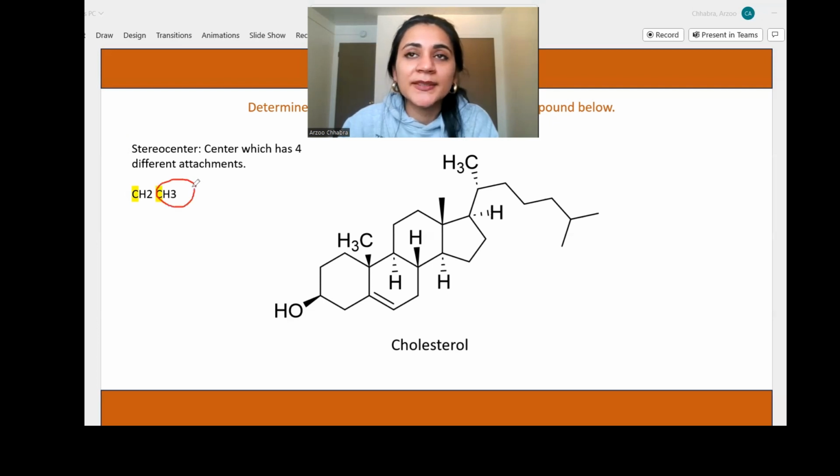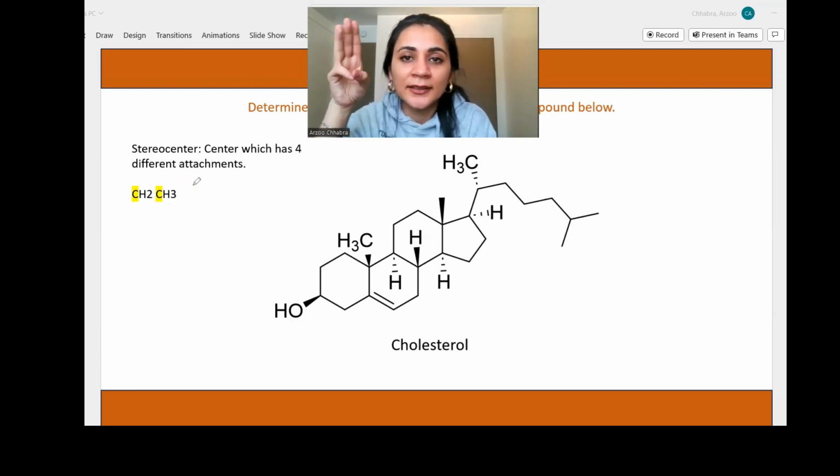And the same thing with CH3. Again, the three H's are exactly the same. And because they're exactly the same, right, you would disregard that carbon center as a stereocenter. So you see that carbon with the CH3, that's not a stereocenter. This carbon over here, not a stereocenter, right? And how about this carbon over here? So this is a CH2, right?